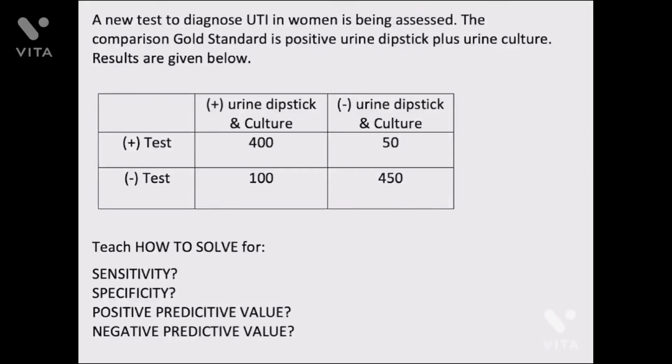Hi everyone. First of all, let's read the question. A new test to diagnose UTI in women is being assessed. The comparison gold standard is positive urine dipstick plus urine culture. Results are given below. So in the results, we have given the 2x2 table and we are asked to solve about sensitivity, specificity, positive predictive value and negative predictive value.